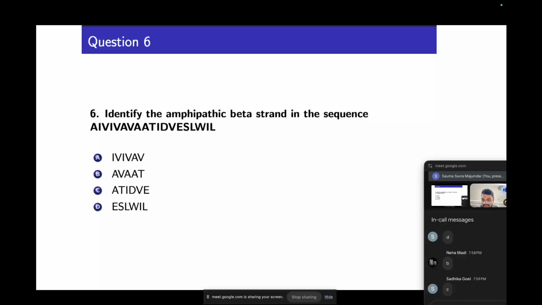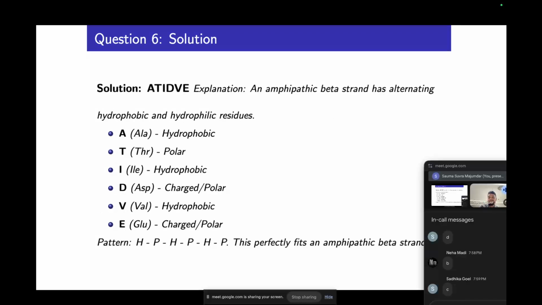The answer is, I think, option C. What you're looking for is alternating hydrophobic and polar or hydrophilic residues. So one hydrophilic, one hydrophobic, and one hydrophilic, a pattern like that. I think this is the pattern that satisfies that.